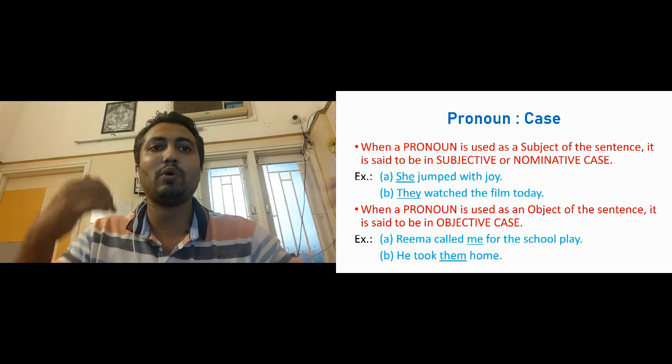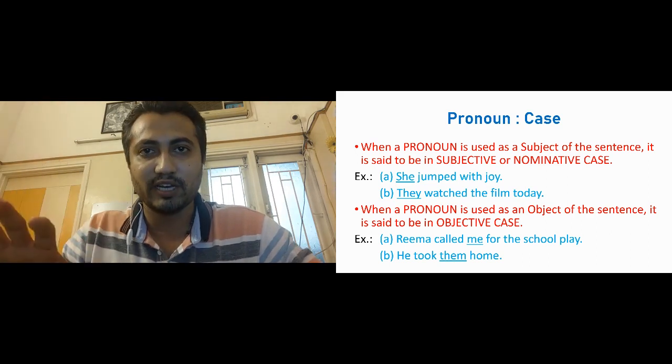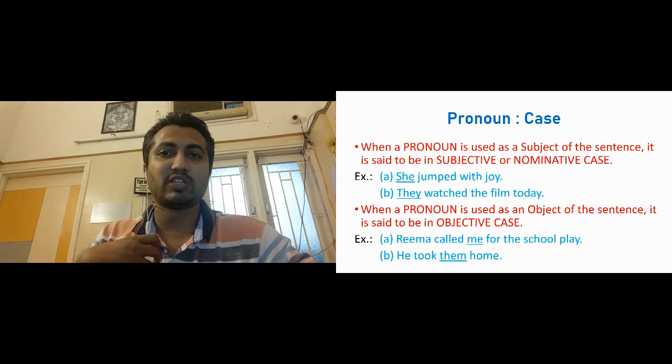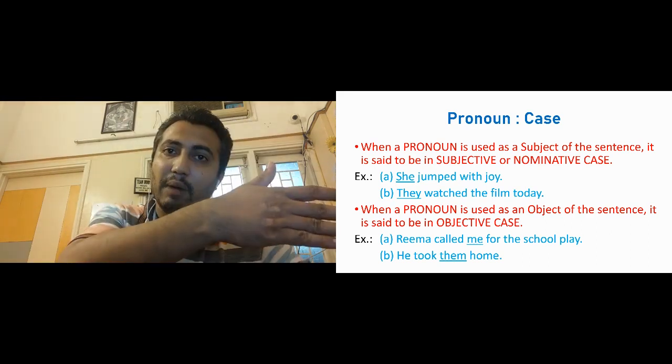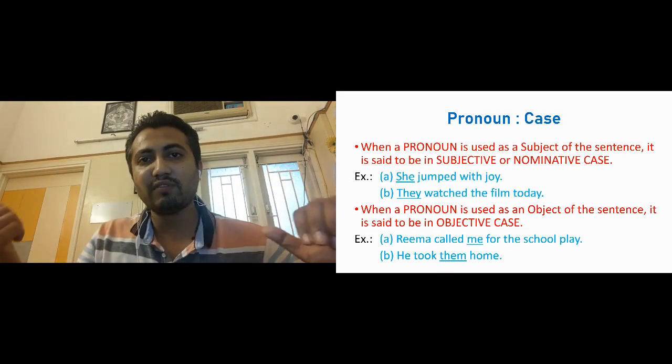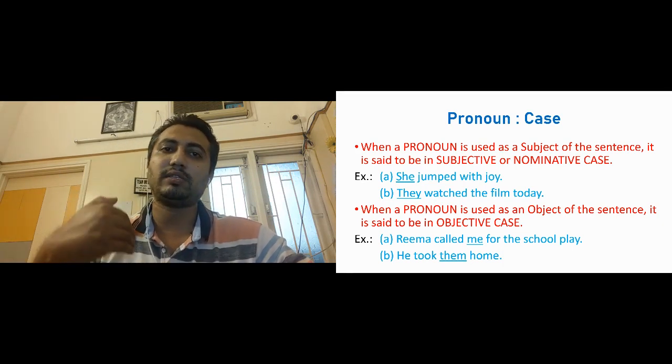Me. So me is the object. Okay, receiver of the action. Okay, so me is the object. Who is the doer of the action? Rima. That is the subject, and who is the receiver of the action? Me. So me is the object.